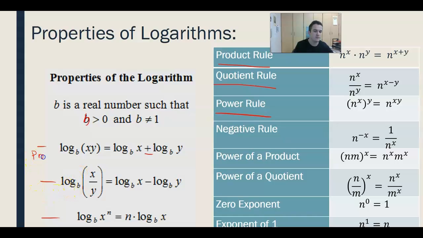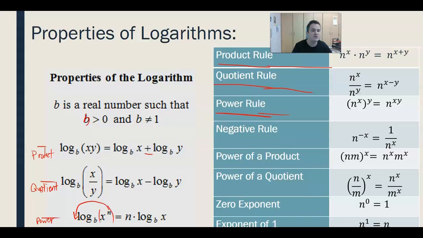That's the product rule. Here I have log of x divided by y is equal to log of x minus log of y. So when I have log of x divided by y, that's equal to log of x minus log of y. That is called the quotient rule. And here if I have log of x to the n power, log of x to some power, then that power comes down in front and can be written, if I expand that out, as n times the log of x. That's called the power rule. You'll probably see some similarities with what we know about some of the different exponent rules.